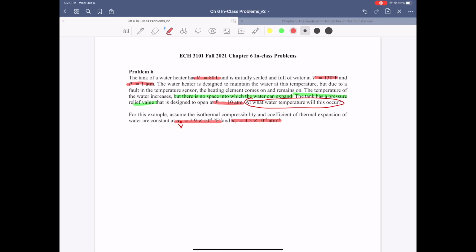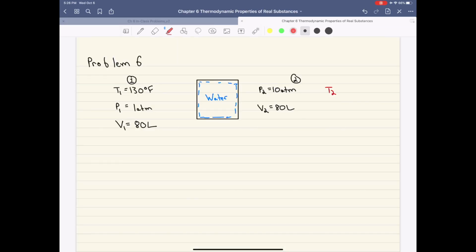Based on this problem description, I want you to pause the video here and draw a schematic of the system. Based on this problem statement, we could draw a schematic that looks like this, where we have our water tank. It's at an initial state where the temperature is 130 degrees Fahrenheit, pressure is 1 atm, and the volume is 80 liters. Now, heat is going to be continuously added to this water, and that causes the temperature to change.